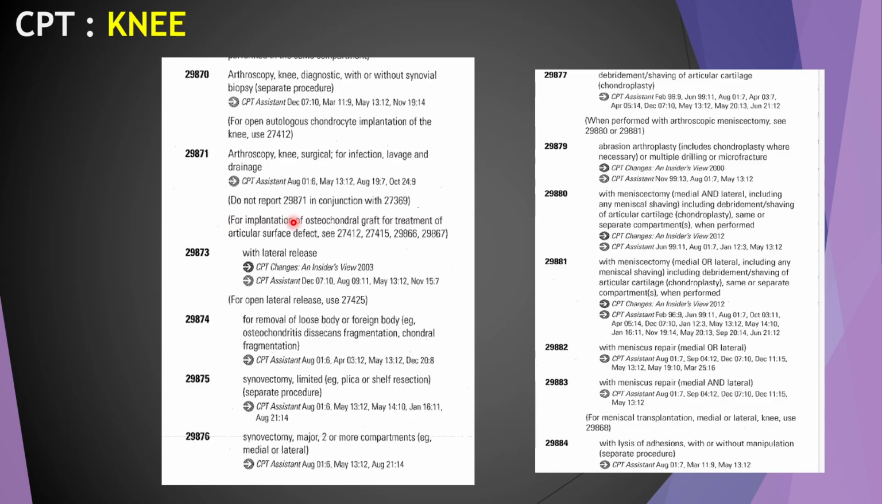Coming to the next, that is 29873 procedure, arthroscopy, knee, surgical with lateral release. So here lateral release means what? The procedure where the surgeon will cut or release the tight tissue on the outer side of the knee, or the patella or kneecap, called the lateral retinaculum.